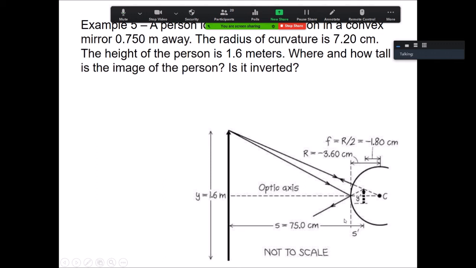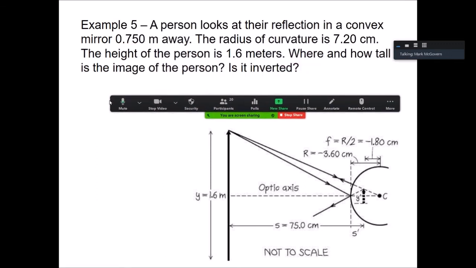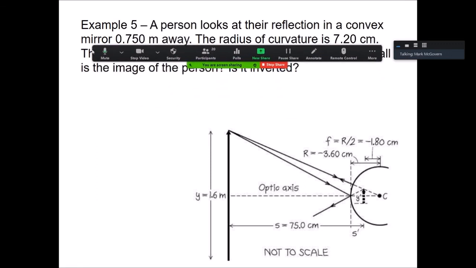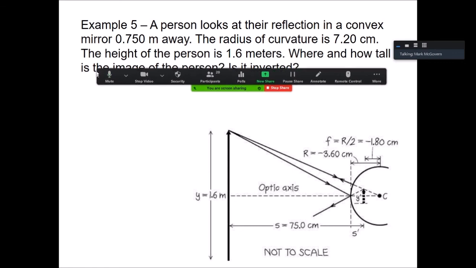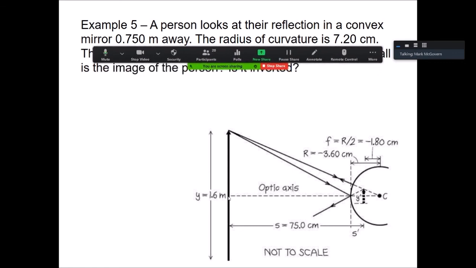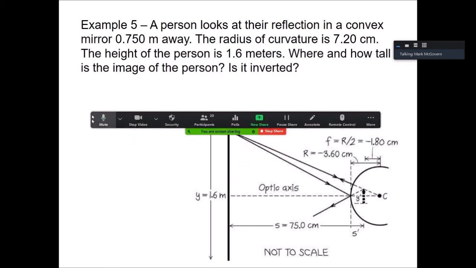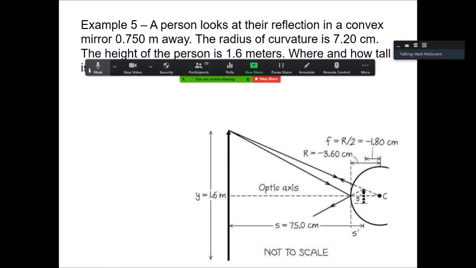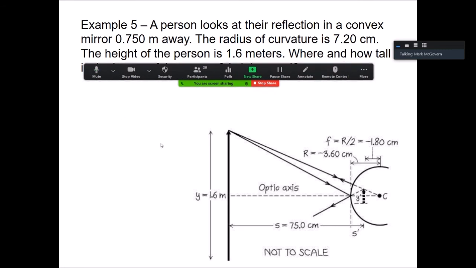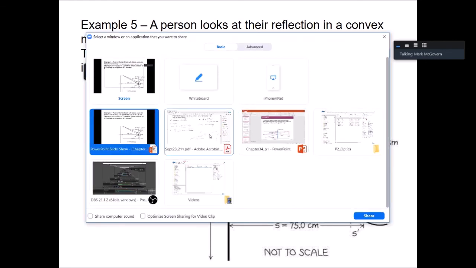Never mind. But what we have here is a person. It looks like their reflection in a convex mirror. That's going to be the person. They're 1.6 meters tall, apparently, and that's your y value. And we are 75 centimeters away from the surface. So that's S. Radius of curvature is negative, right? 7.2 centimeters. So the focal length is negative as well. Let's go look at how this is done.